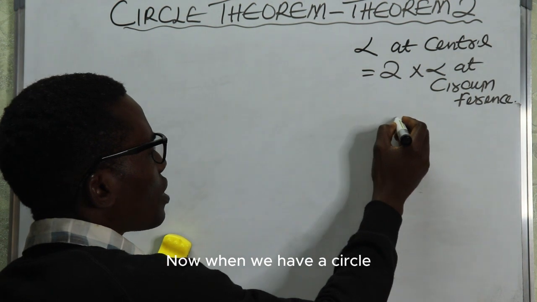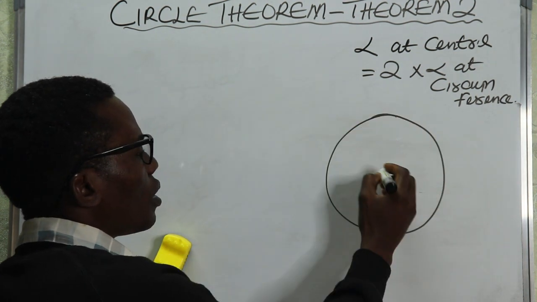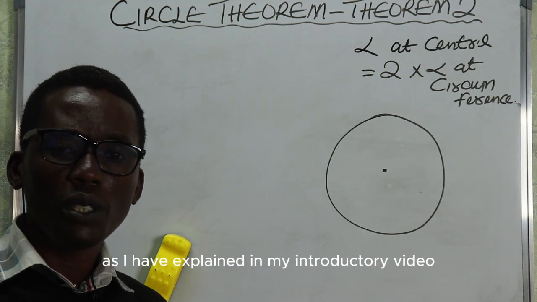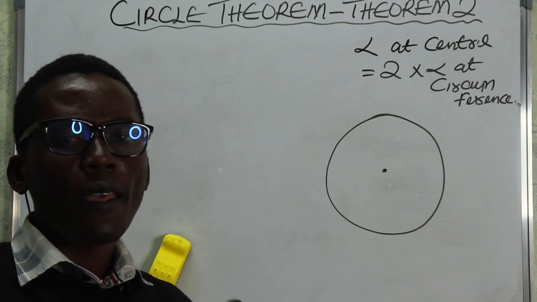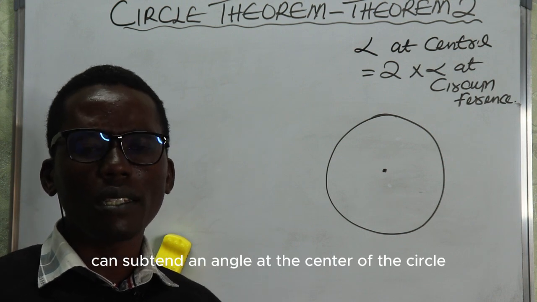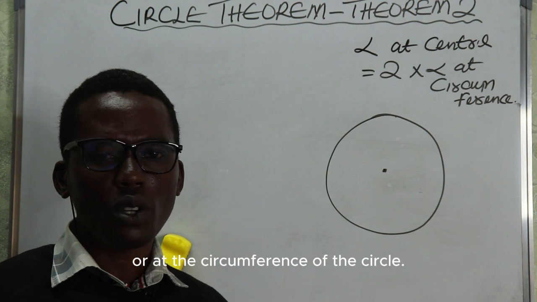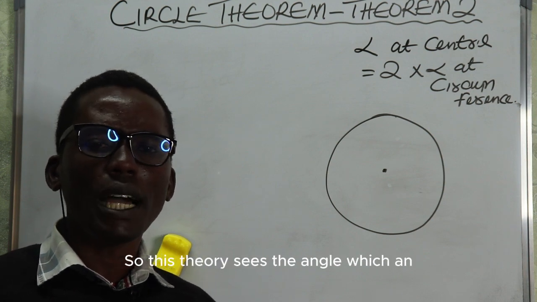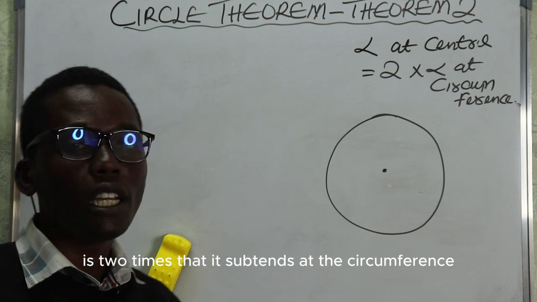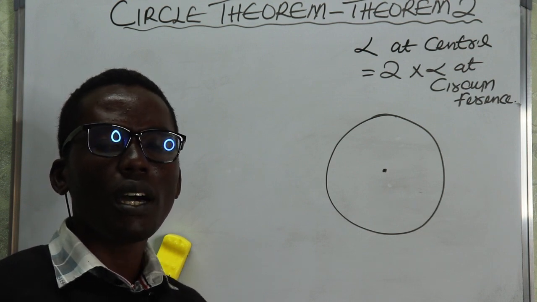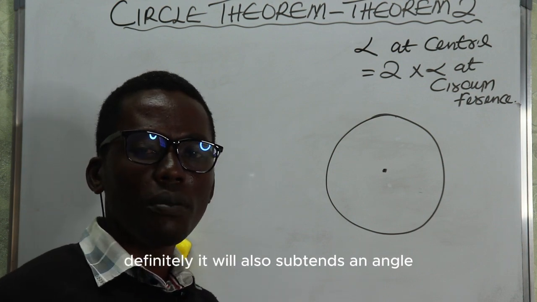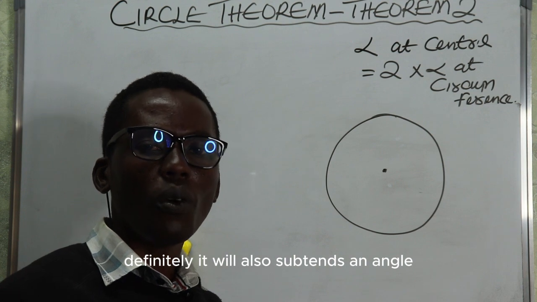Now when we have a circle, let's assume the first way, this is the center of the circle. Every angle, as I've explained in my introductory video of the circle theorem, a chord of a circle can sustain an angle at the center of the circle or at the circumference of the circle. So this theorem says the angle which an arc or a chord sustains at the center is 2 times that it sustains at the circumference. When we have a chord and the chord sustains an angle at the center, definitely it will also sustain an angle at the circumference.